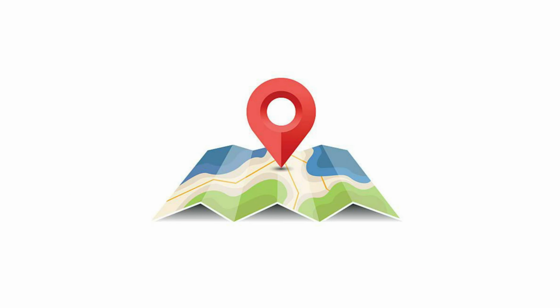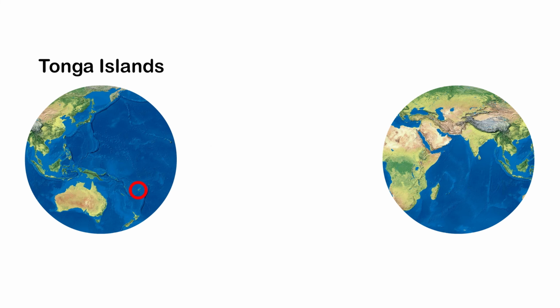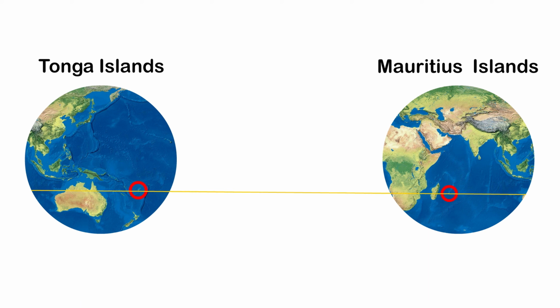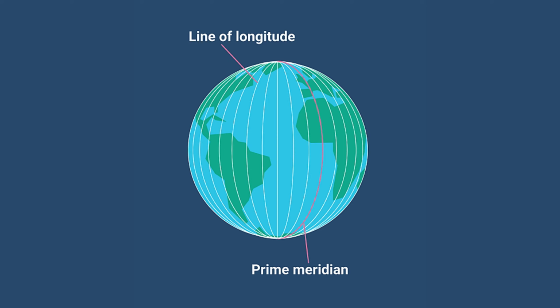To fix the position of a place, it is necessary to know something more than the latitude of that place. You can see, for example, that Tonga Islands in the Pacific Ocean and Mauritius Islands in the Indian Ocean are situated on the same latitude, that is 20 degrees south. Now, in order to locate them precisely, we must find out how far east or west these places are from a given line of reference running from the North Pole to the South Pole.